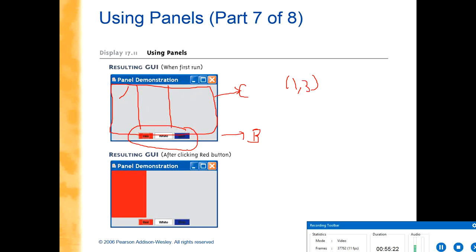Then the buttons are added to the south. I can make it a button panel. For the button panel, I can set the layout as the flow layout. Then I can add this button panel on the south direction of the frame. So let's start doing it.